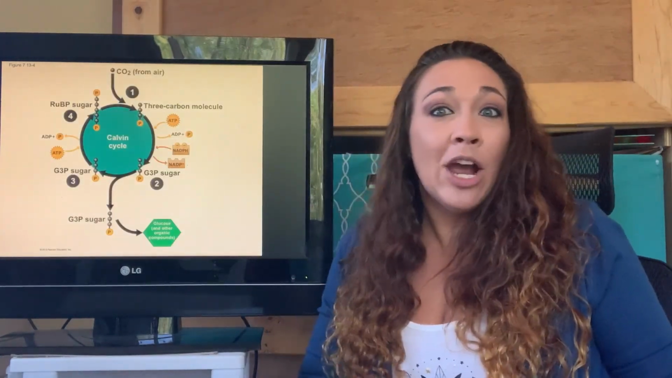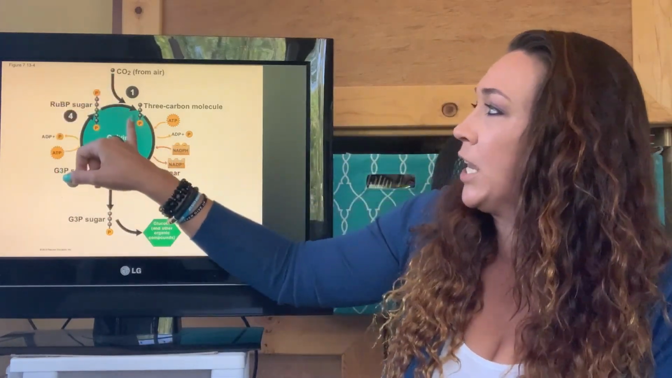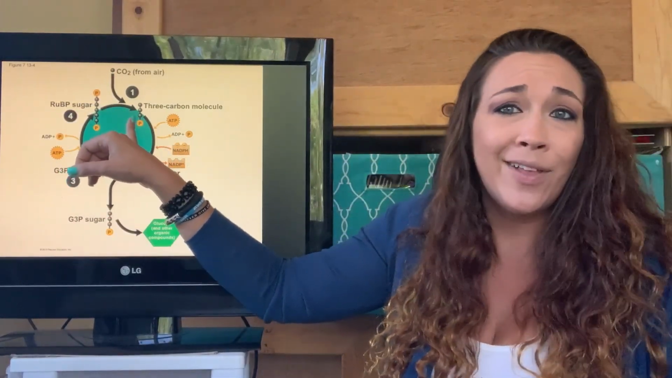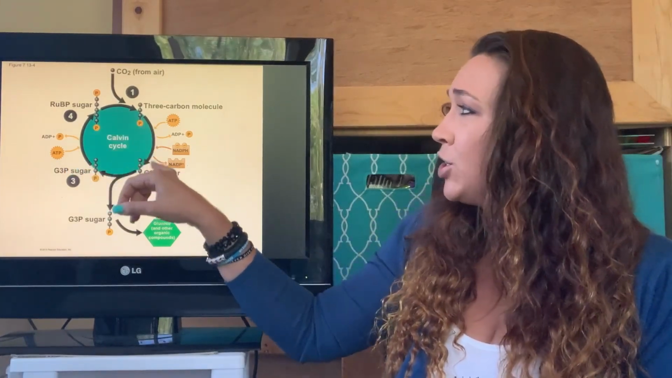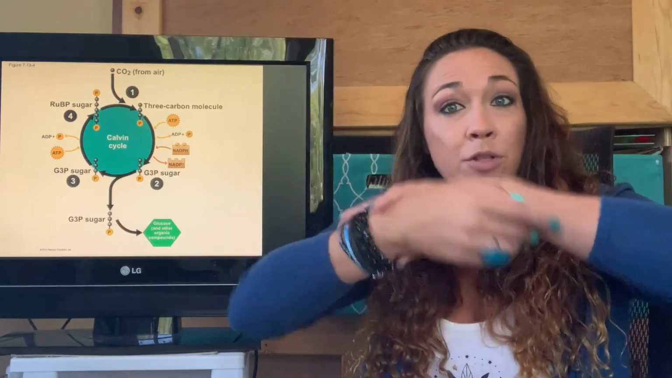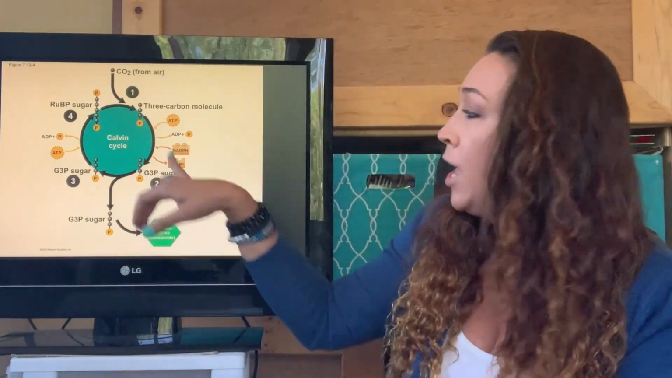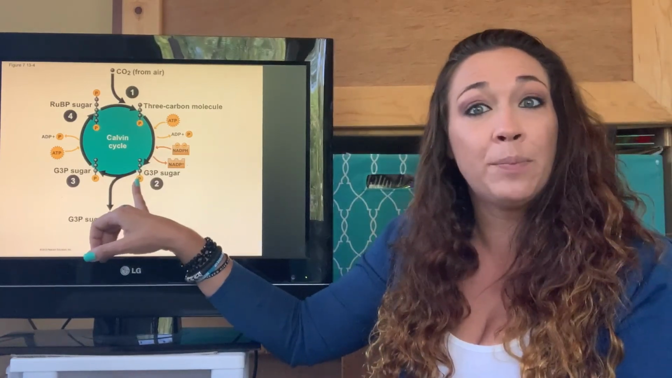So remember that, just like the Krebs cycle, we're going to take things in. We have this little CO2, which is going to get attached to this 3-carbon molecule, kind of like our acceptor molecule. It's going to take in ATP, NADPH. Again, that's the energy. We're breaking bonds, making bonds, breaking bonds, making bonds. Here's where we get the energy to do so. Then we're going to form what's called a G3P sugar.